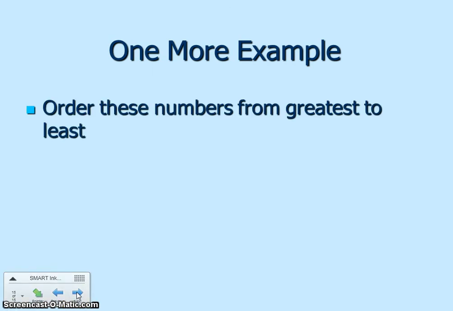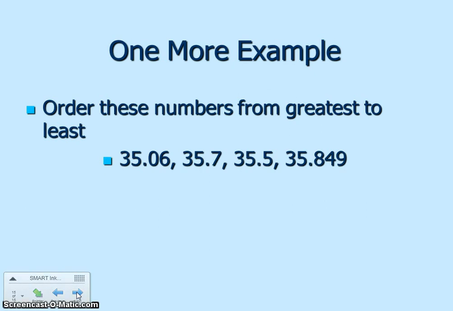Now you have one more time to put one more example into your math journal. We're going to order these numbers from greatest to least. I have 35.06, 35.7, 35.5, and 35.849. What I'd like for you to do is to use those strategies that we just talked about in the video. And tomorrow when you come in, I would like to see in your math journal these 4 numbers ordered from greatest to least.